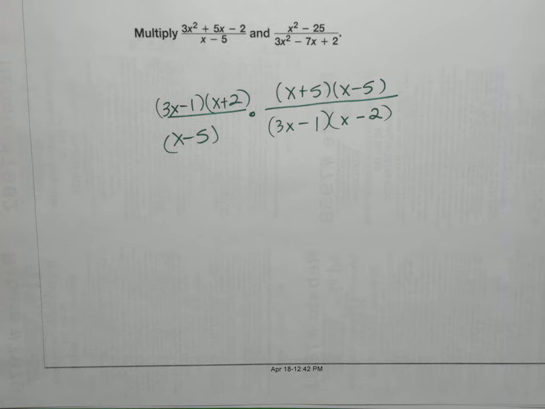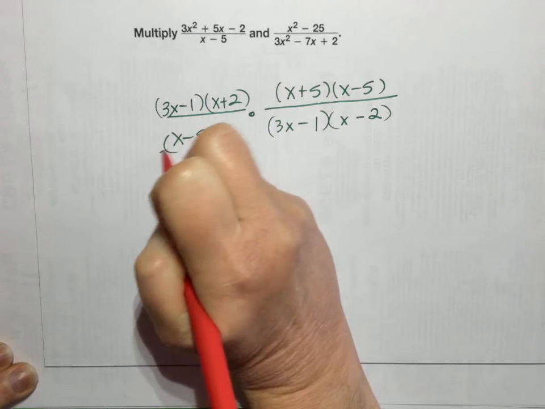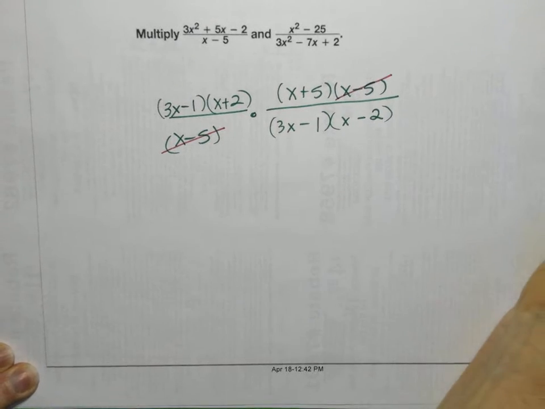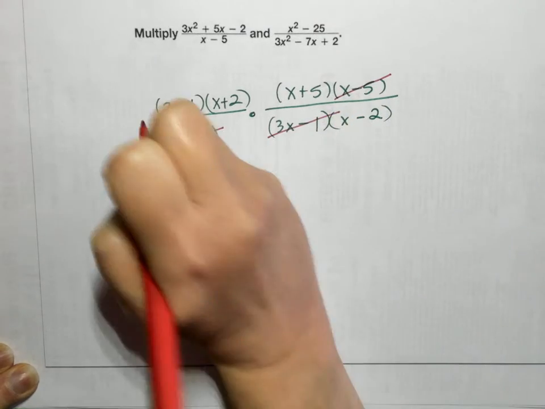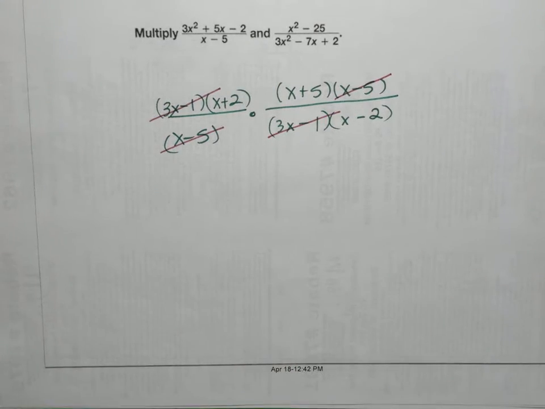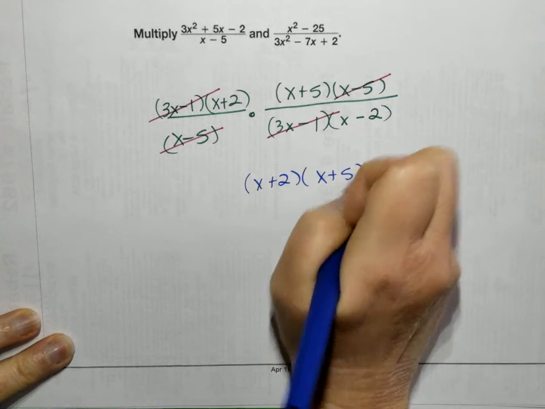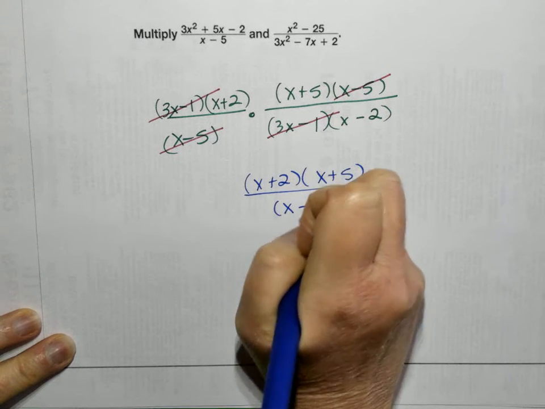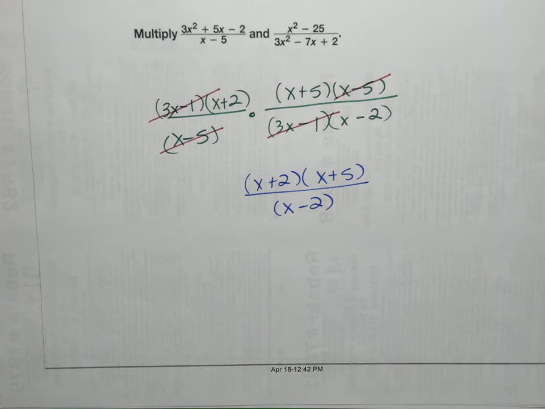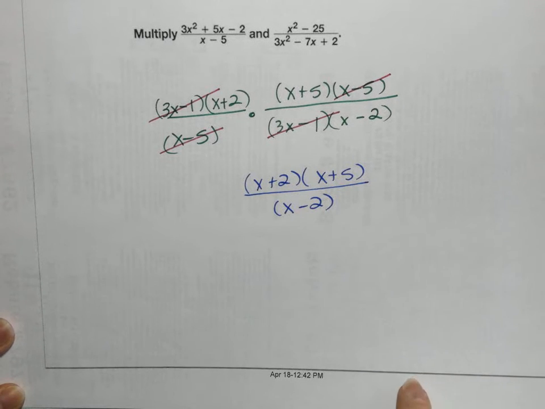All right, what cancels? Well, I have an x minus 5 down here and an x minus 5 up there. I have a 3x minus 1 down here and a 3x minus 1 up there. Oh my goodness, look at my final answer. It is x plus 2 times x plus 5 all over x minus 2. Notice x minus 2 and x plus 2 are not the same. I cannot cancel them. Okay, final answer.